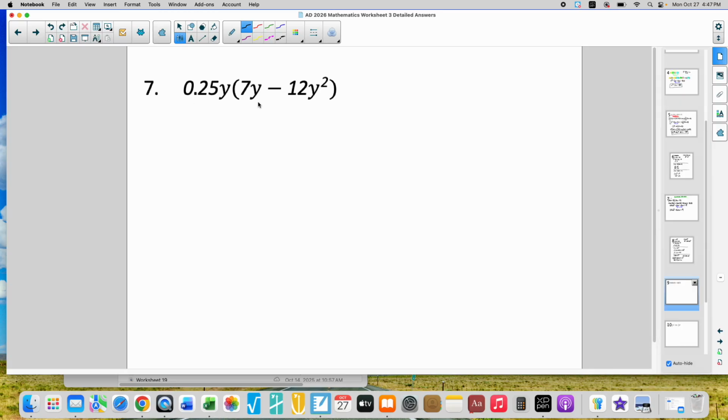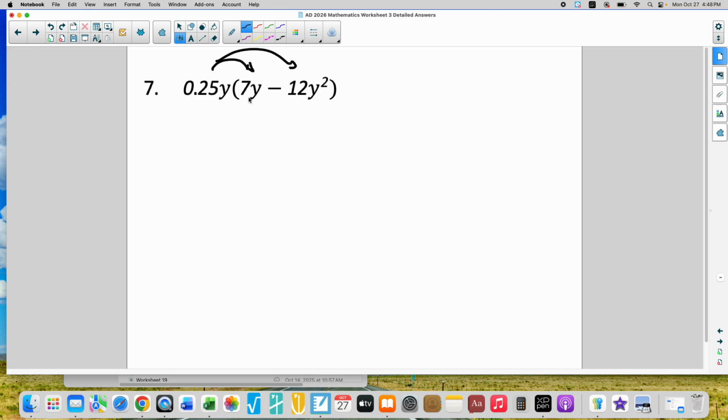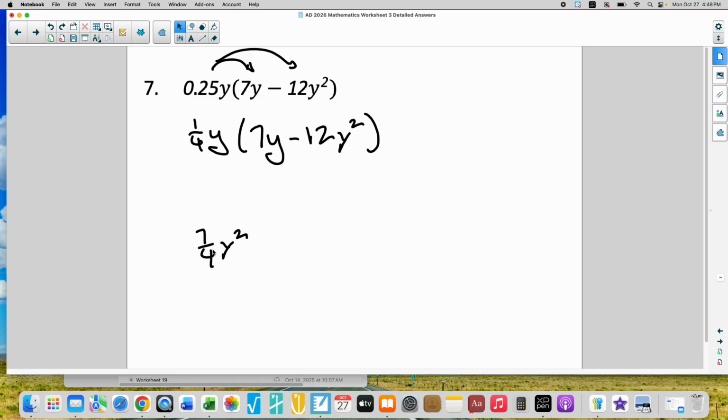All right, this is just a distribution. This square is only applied to this base, so this is not a squared. We're just going to distribute, and I'm going to turn it into 1/4 y because I can multiply that a whole lot better. So 1/4 y times 7y is 7/4 y squared. I guess I should write it. Don't get lazy, Mr. Mac.